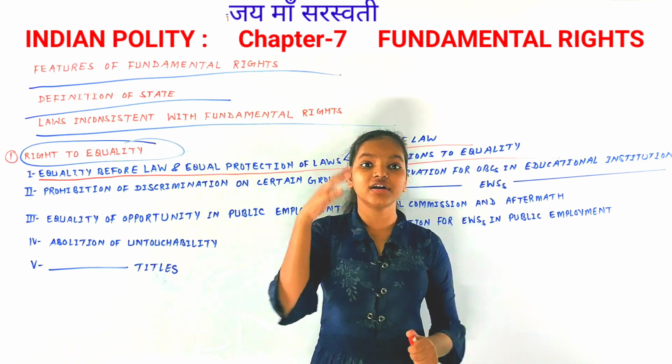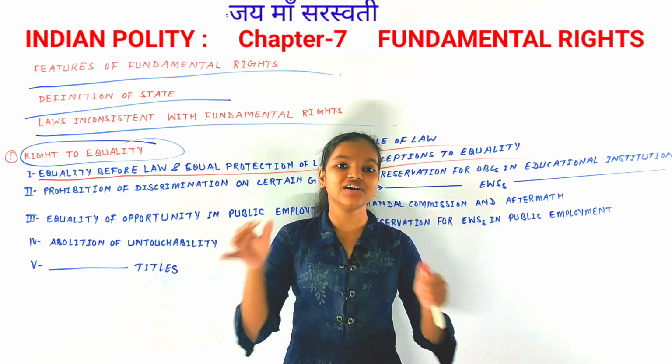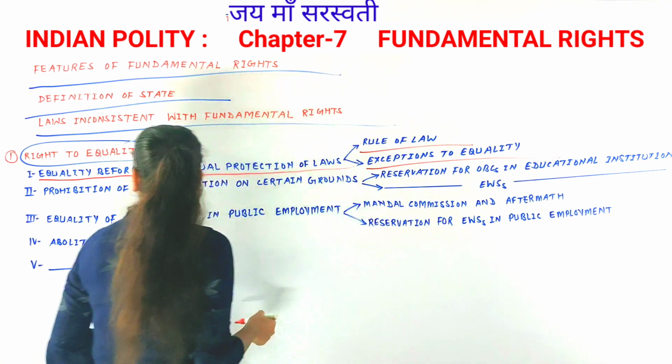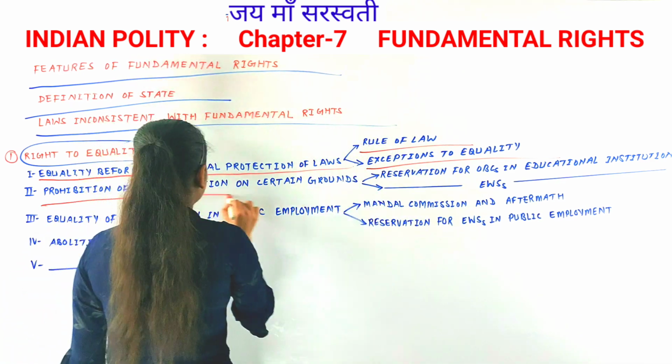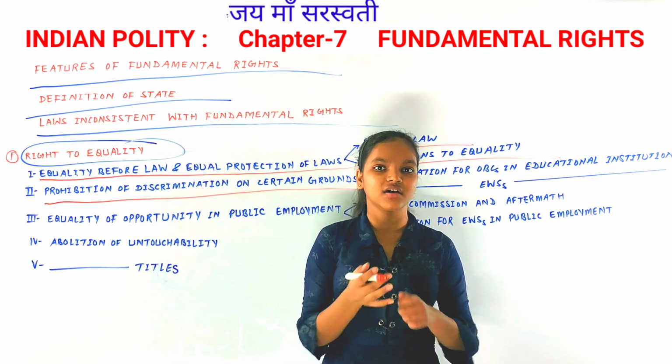For example, foreign diplomats and sovereigns enjoy immunity and are not liable to any proceedings. So our next topic is prohibition of discrimination on certain grounds.